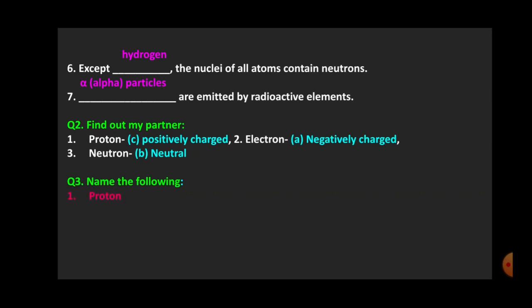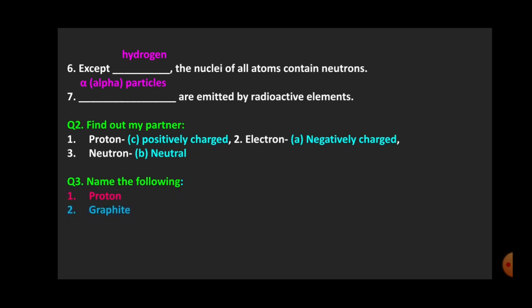Now the third one is name the following. The very first question is a positively charged subatomic particle in the atomic nucleus, and we know that it is proton. Second question, moderator used for reducing the speed of neutrons in the nuclear reactor. Just now we had seen it is graphite.